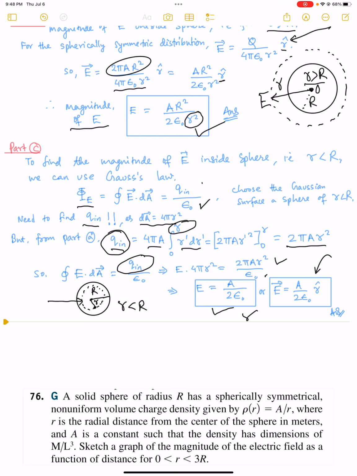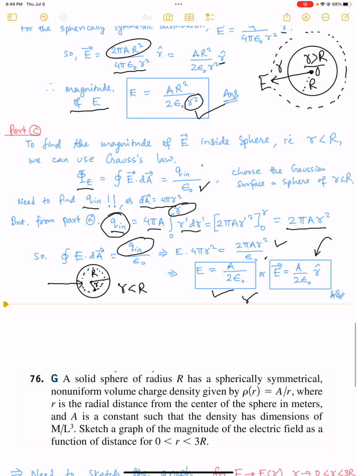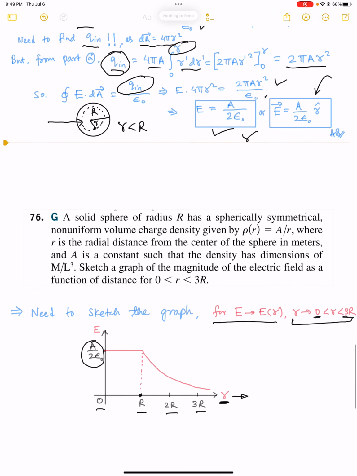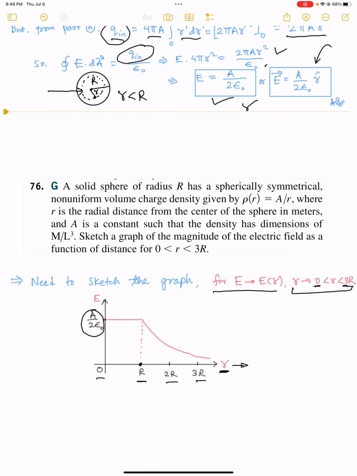It follows the inverse square law, so it will decrease, but it will never go to 0. That's what you have to keep your eyes on. So that's it for problem number 76, and that's all for chapter 25. We will move to chapter 26.